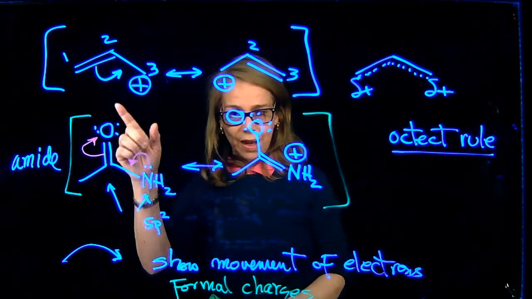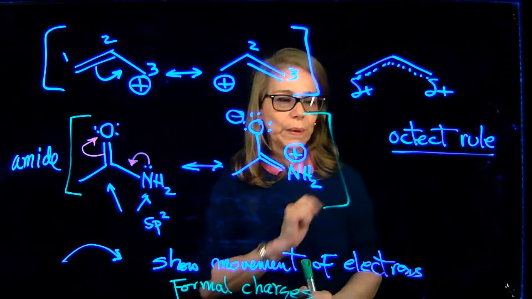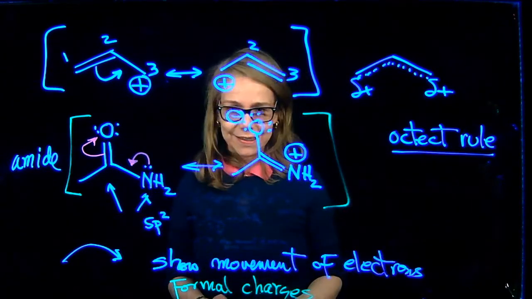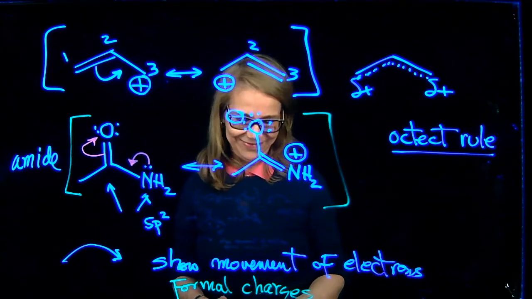Recap: arrows show the movement of electrons. Keep track of the charges, and don't ever break the octet rule. That's all for now.